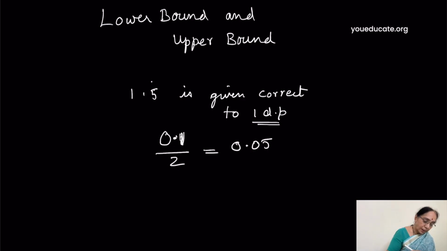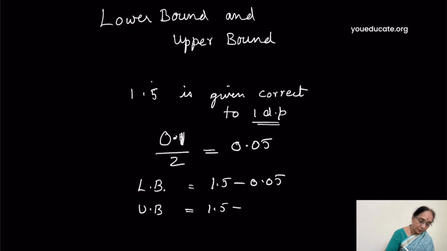So add 0.05 to the given value, you get the upper bound. Subtract 0.05, you get the lower bound. So lower bound, I'm going to write LB for lower bound, will be 1.5 minus 0.05. Upper bound will be 1.5 plus 0.05. So what is the lower bound? 1.45.